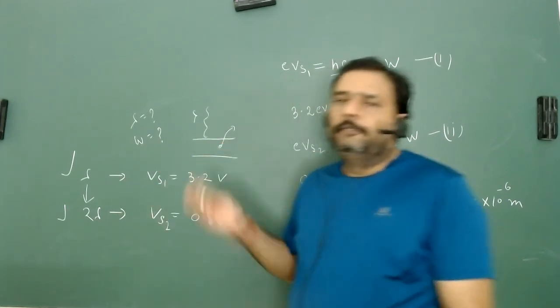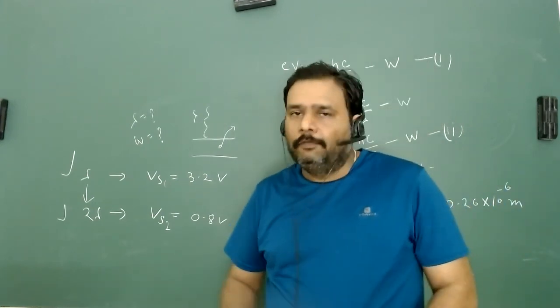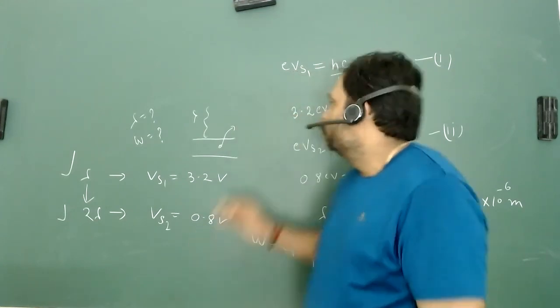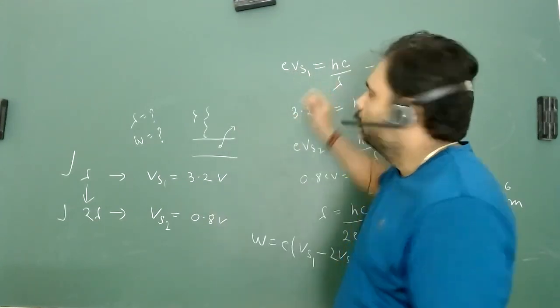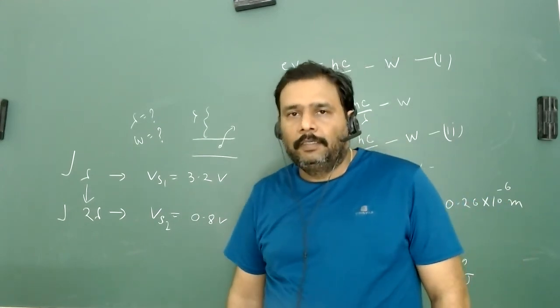And then we can use this Einstein equation, which is linear in nature for h and nu, but not for E versus lambda. But this will be a very simple equation and we can solve it. So let's go to the next problem.